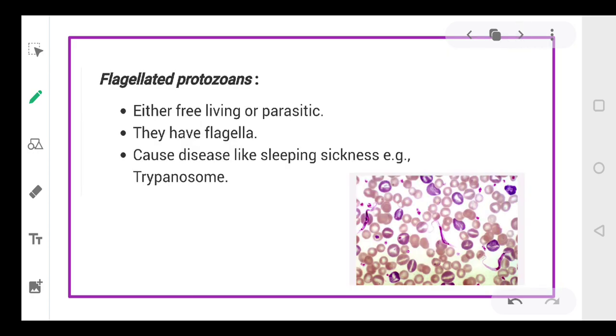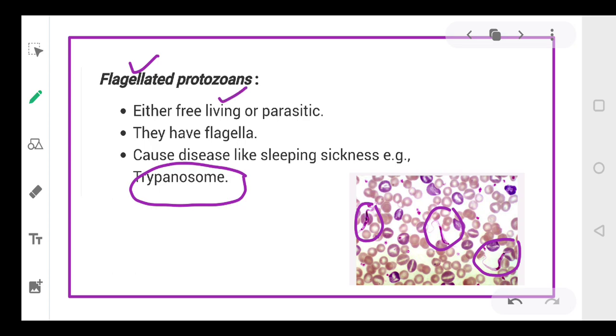Second is flagellated. Flagellated means they will have flagella, like trypanosoma, which causes sleeping sickness. See, you can clearly see the sleeping sickness. These are protozoans which are there in the blood. The rest are blood cells, RBCs, which are clearly visible. So some of them are also disease causing.